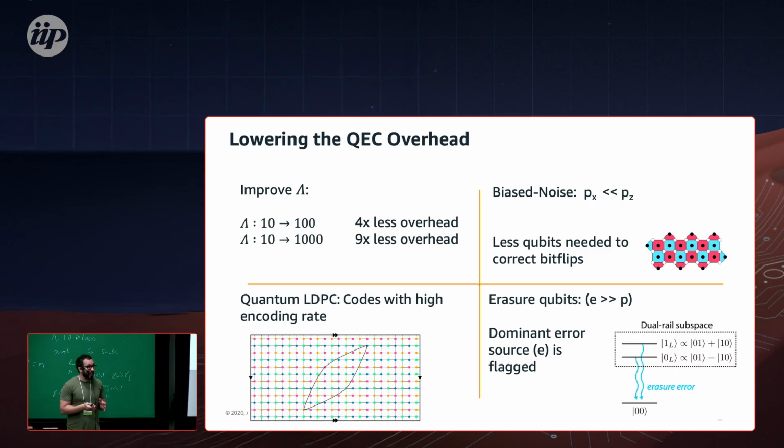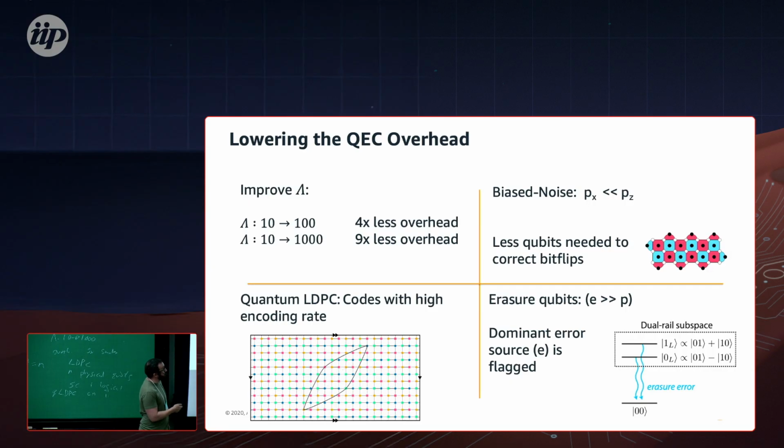And because in this case you know that the error happened, it is flagged, then error correction is much more efficient, right? And the threshold can be much higher, and therefore the overhead is much smaller. So here is a similar game. You try to engineer your qubits in a way that the dominant source of error, which you call E, erasure error, is much bigger than the residual error, the error that you cannot detect, called Pauli error, P, and then you can have a gain.